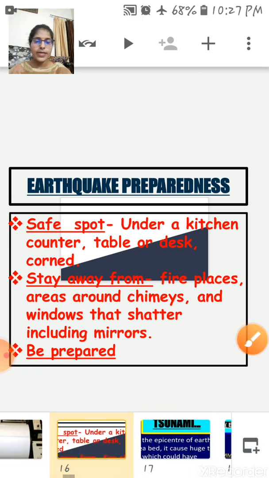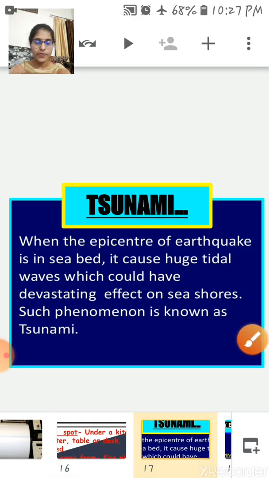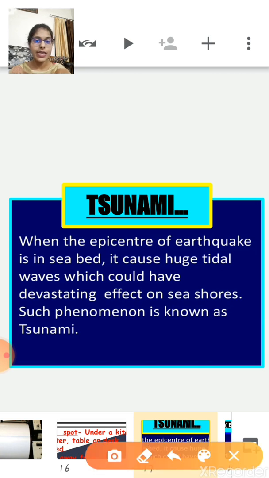Okay, now the next one is tsunami. It is also an example of the endogenic force. Now, what is a tsunami? When the epicenter of the earthquake is in the seabed. Understand the epicenter? So when the epicenter of an earthquake is in the seabed, it causes huge tidal waves, right, which could have a devastating effect on the seashores, and such a phenomenon is known as a tsunami. Clear?